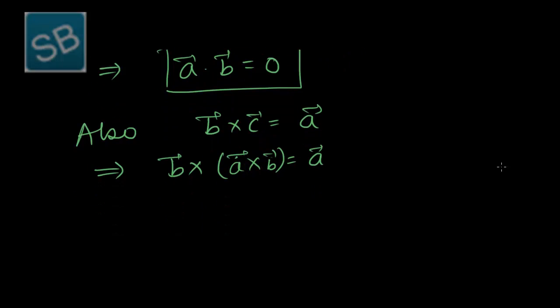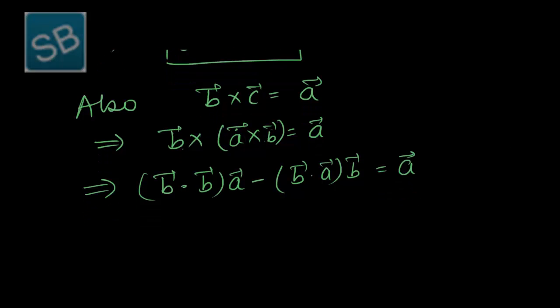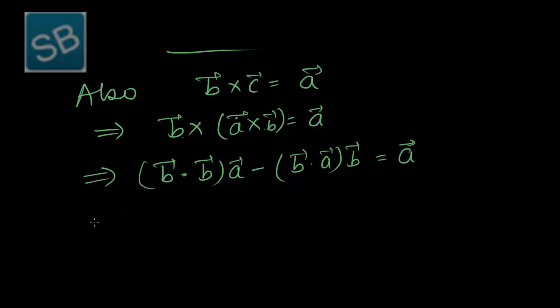So we get, by using the rule first into third outside second minus first into second outside third, which is equal to vector A. As we know that A dot B is equal to B dot A, therefore we will get here this is 0 and B dot B is modulus B square, vector A minus 0 vector B is equal to vector A.